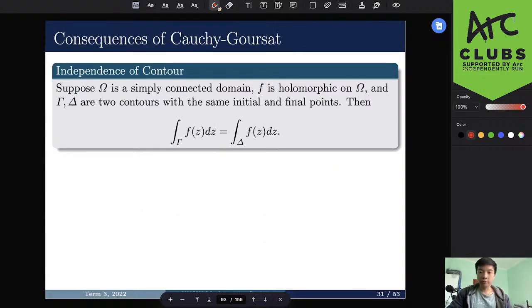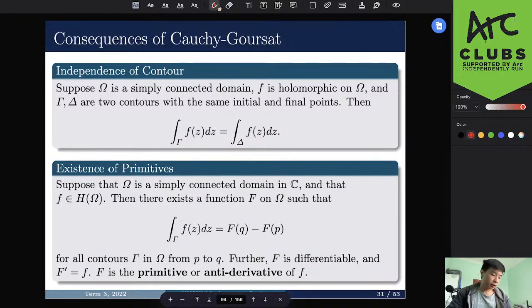So we also have something called independence of contour. It basically means that the integral is actually dependent only on the starting and ending points. So if we integrate it from this point to this point, it doesn't matter what path we choose. These will all have the same integral.